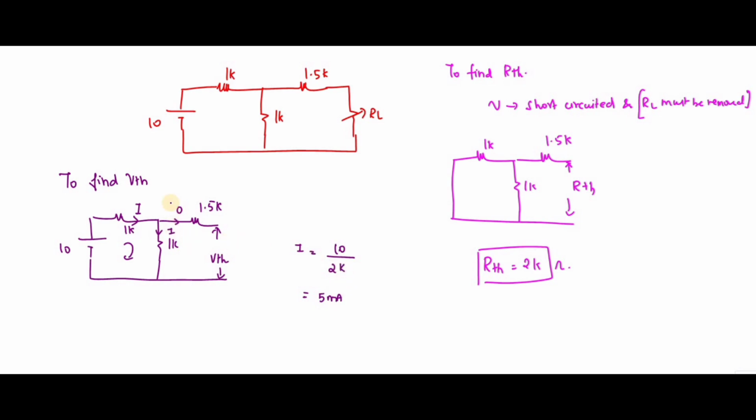Okay. So the voltage across this one is nothing but VTH. So the voltage across this one is 5 milliamps into 1K. That is 5 volt. Okay. So I have found out the Thevenin's voltage and Thevenin's resistance, and this is nothing but RL.